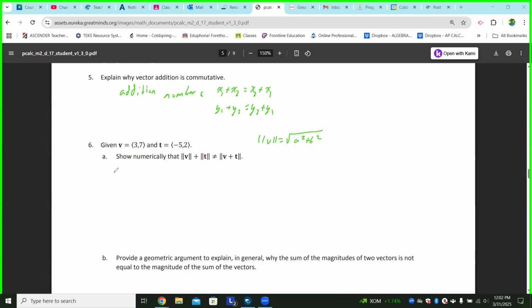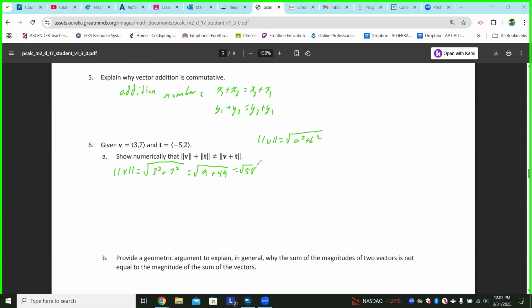So what I need to do first is I need to figure out what is the magnitude of v. So I'm going to do the square root of 3 squared plus 7 squared. What is 3 squared? 9. Good. 7 squared? 49. 49 plus 9. Oh, okay, 58. Don't worry about writing it.